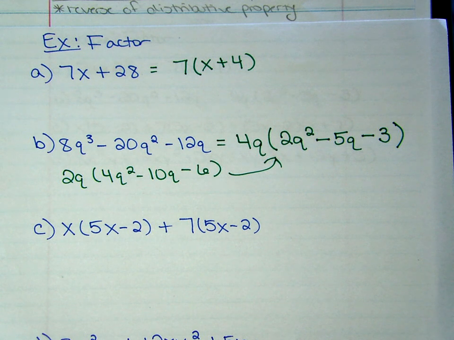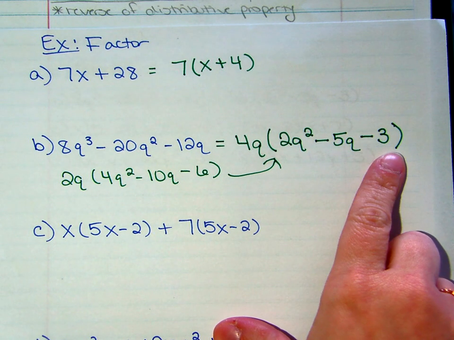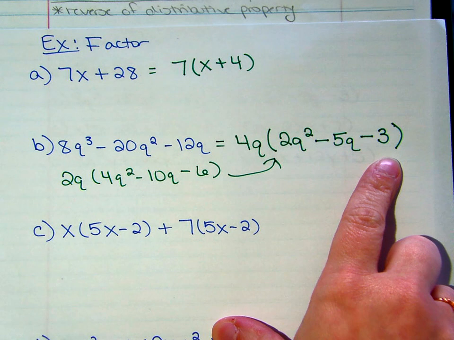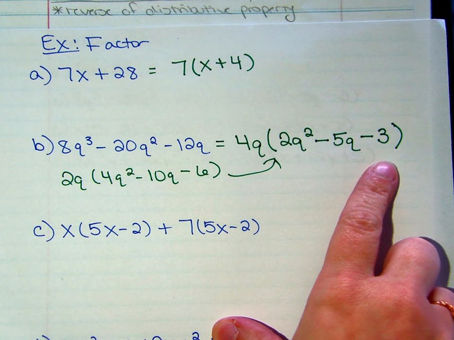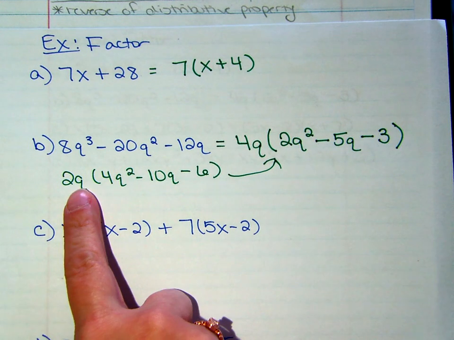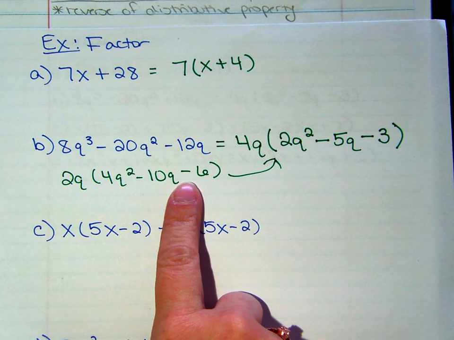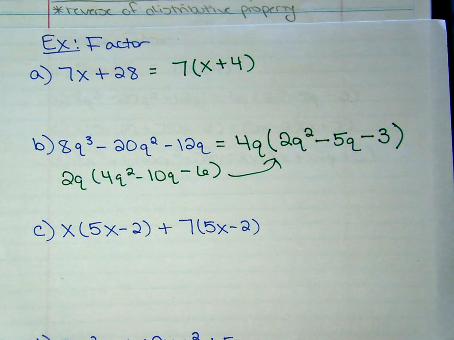Even when I get to this stage, I would look and say, does 2, 5, and 3 have anything in common? And the answer is no. Those are all prime. So I would stop at this point. But if you don't notice the 2 or the 4 at first, pull out what you do know. And then look and say, is there anything else I can pull out? And then keep pulling out until you're done with that problem.